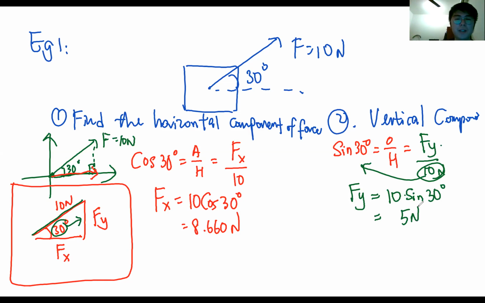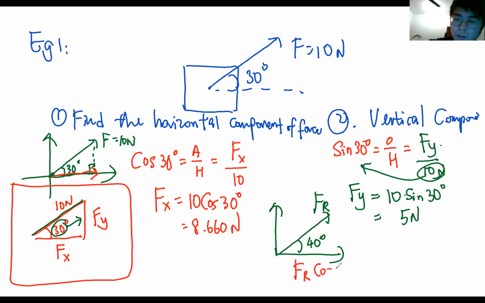So here you have your vertical and horizontal components. Every time, you don't have to repeat this process, you don't have to work from the first step like this. You can take a shortcut. For example, if you have a resultant force Fr, and given the angle over here, let's say 40, to find the horizontal component, if you take Fr cos 40, then you are finding the horizontal one.